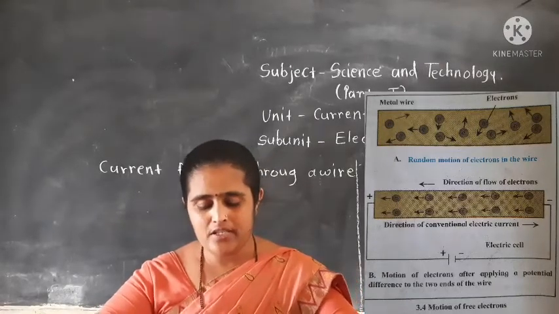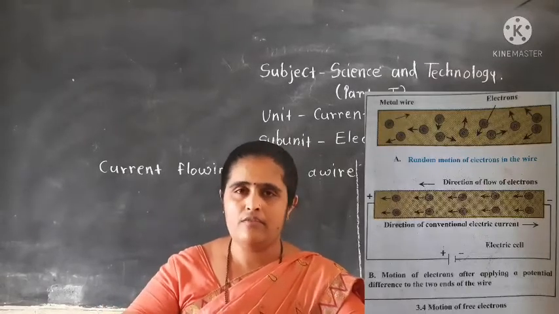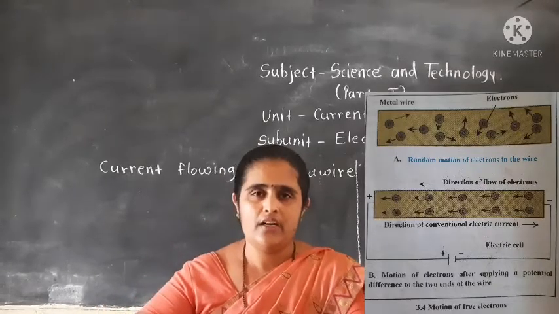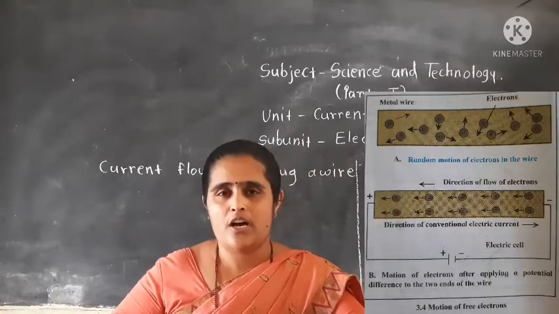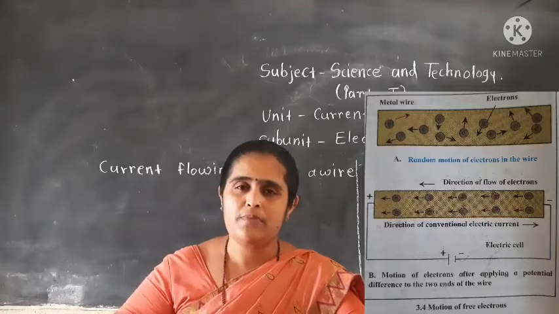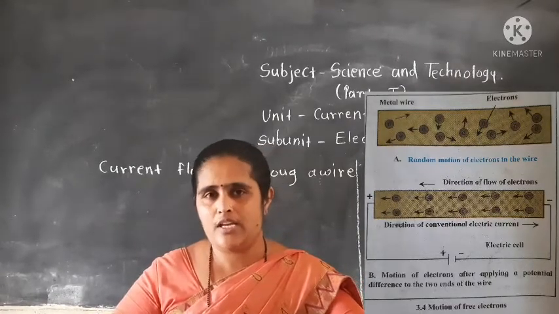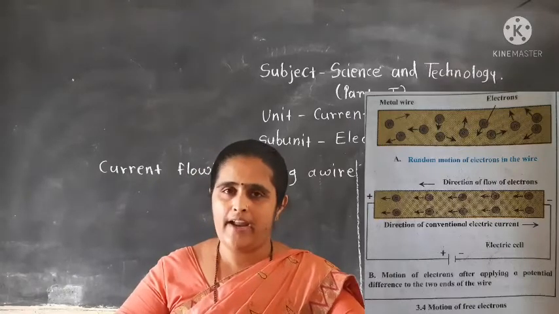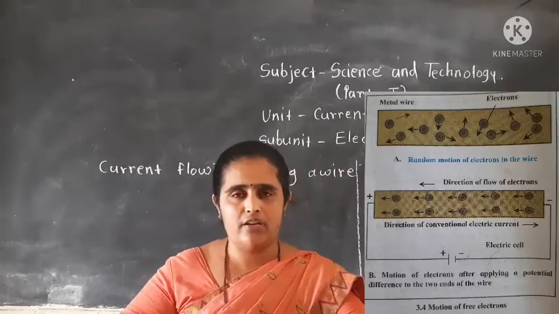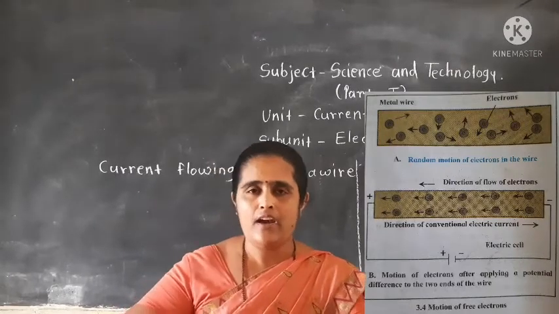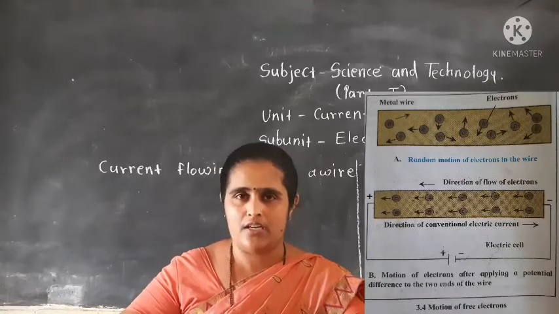Look at the first diagram, that is the random motion of electrons present in a wire. If we do not connect this wire in a circuit, these electrons move randomly in the space between the atoms. But when the cell is connected in series, these randomly moving electrons start to flow, from the higher level to the lower level, and electric current flows in this circuit.